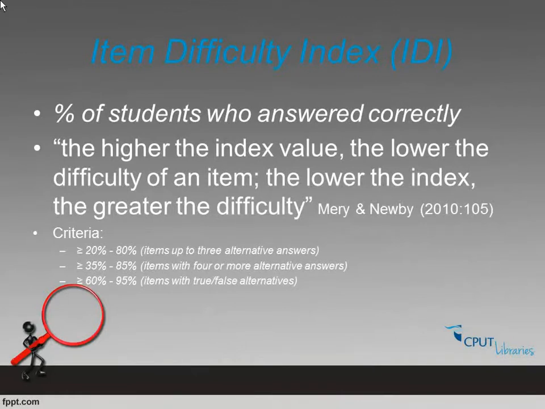The item difficulty index is called difficulty in Blackboard, and you will see it there. The ranges that it uses there might be slightly different, but it doesn't really matter. You don't have to go and change it, but this is how we approach that.